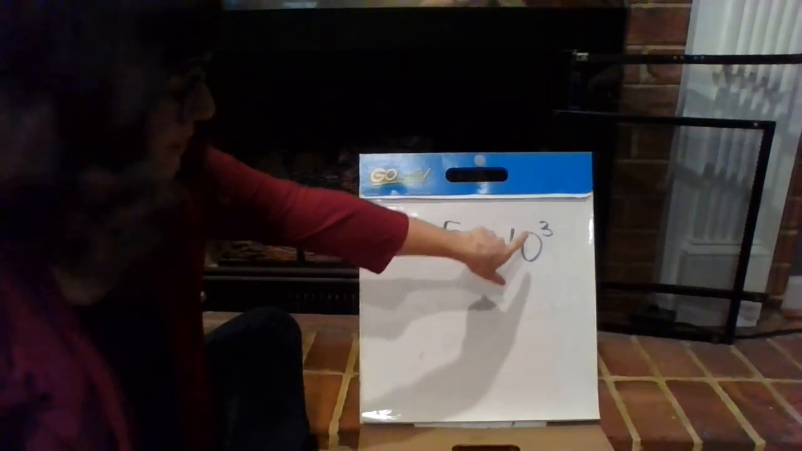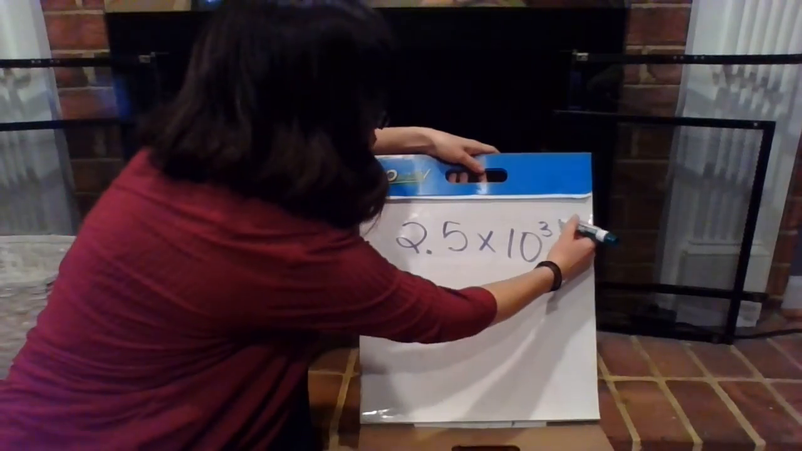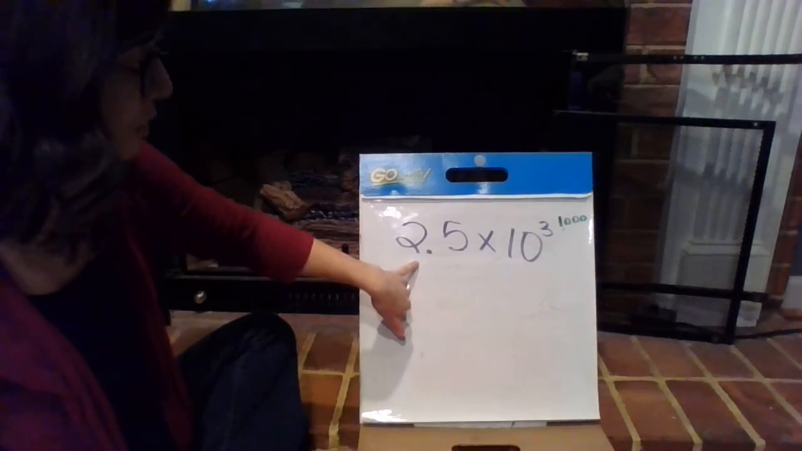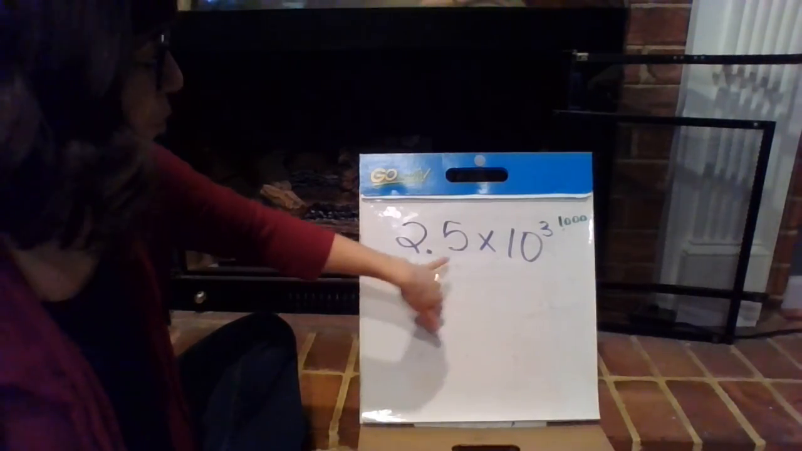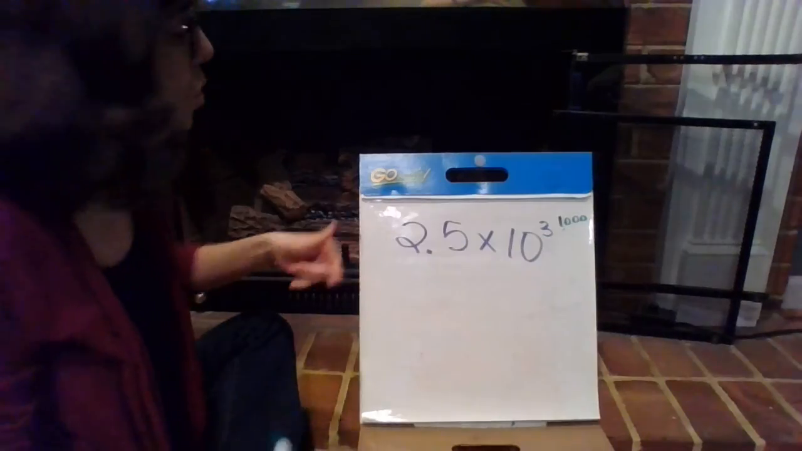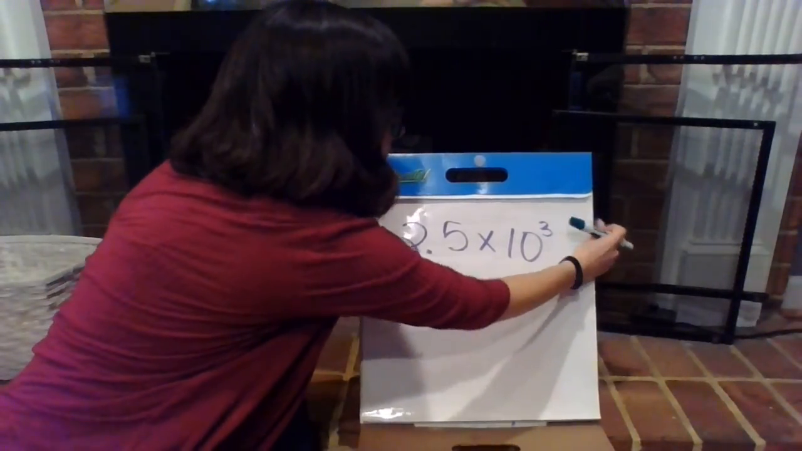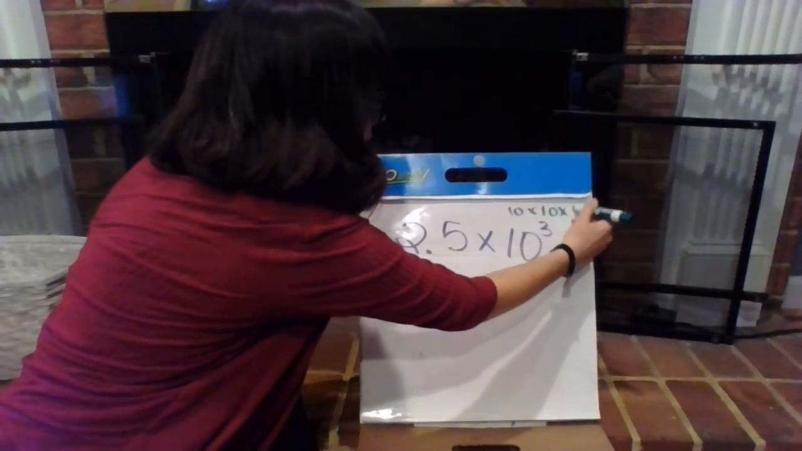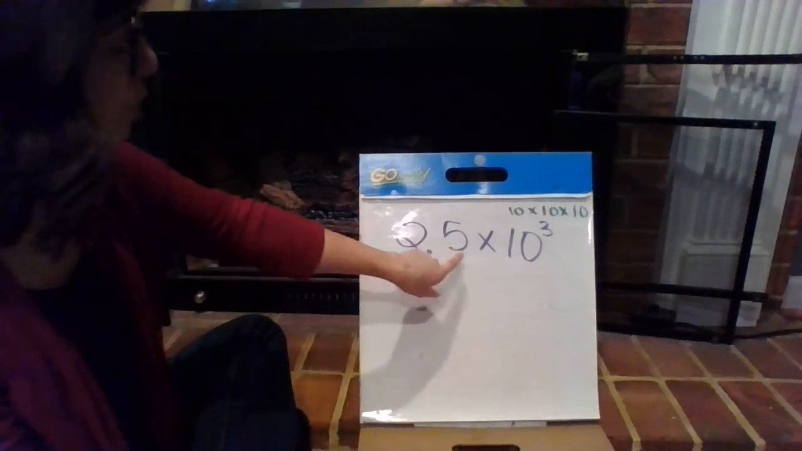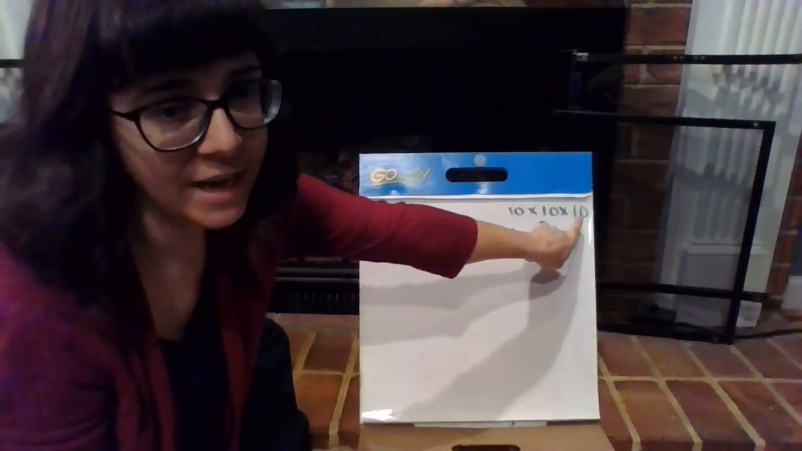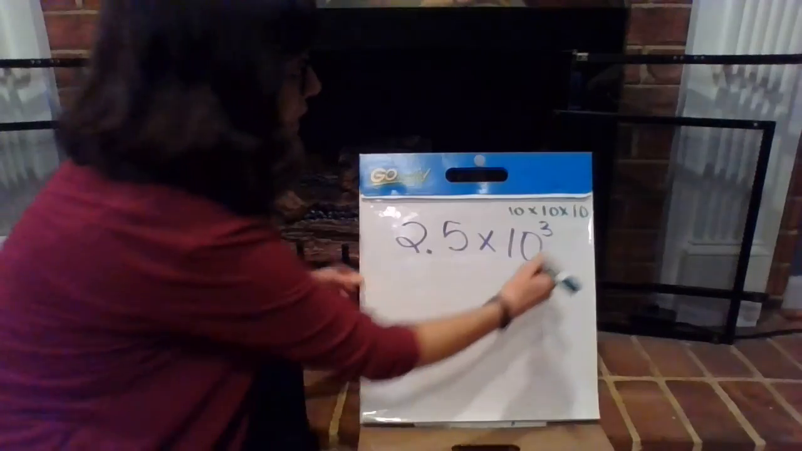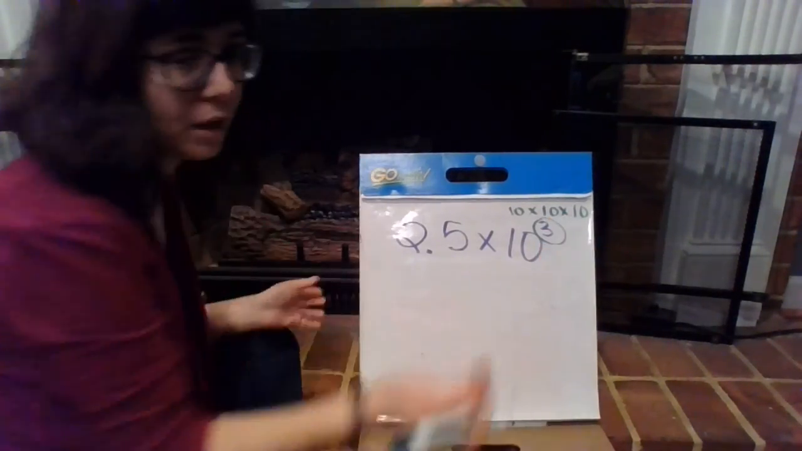So remember that 10 to the third power means a 1 with 3 zeros, so it means 1,000. So you could multiply with the standard algorithm, 2.5 times 1,000, or remember it also means 10 times 10 times 10. So we're moving the decimal 3 times because we're multiplying by 10 3 times. And I can also just look at my exponent and see, okay, 3.